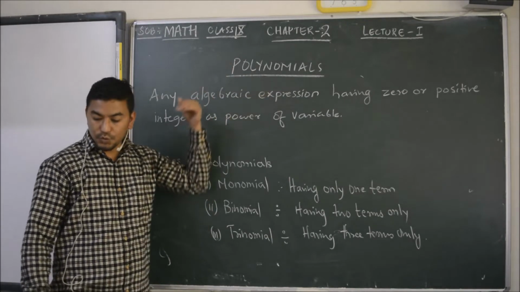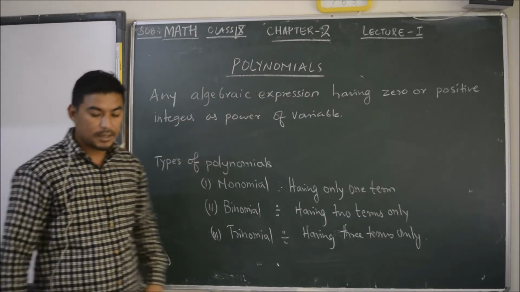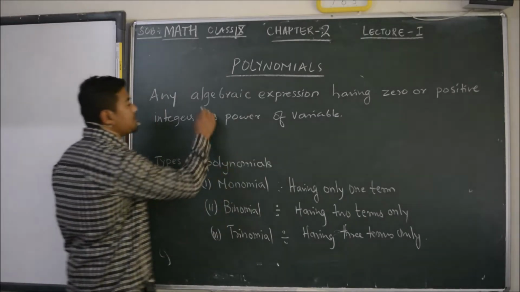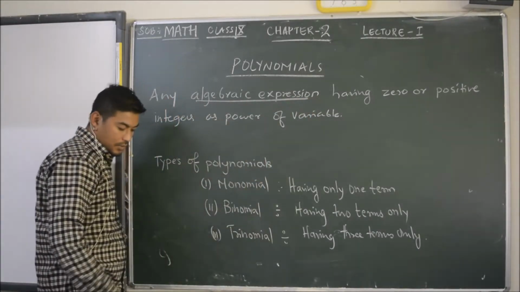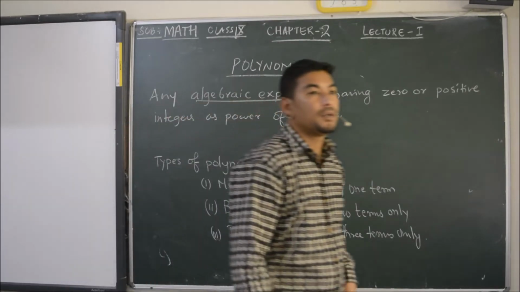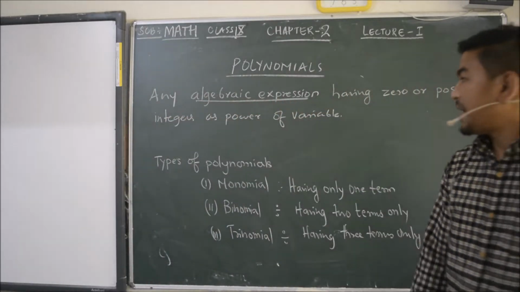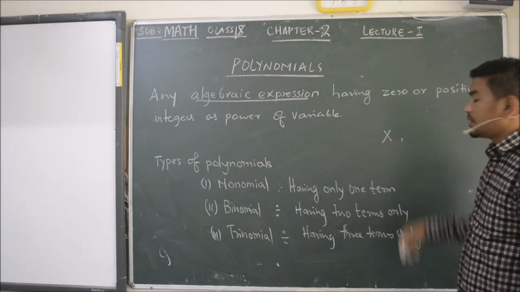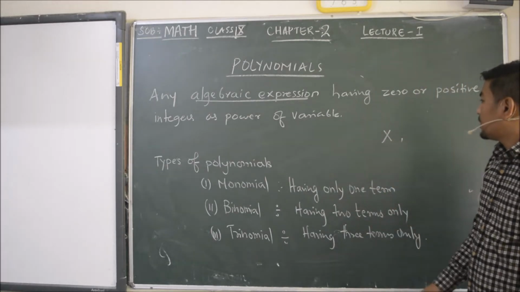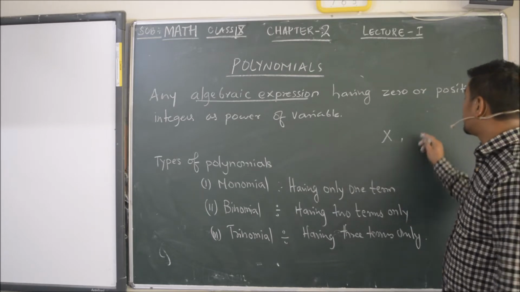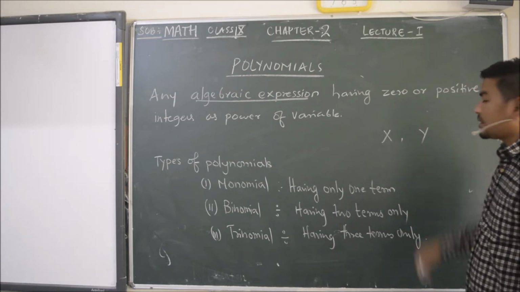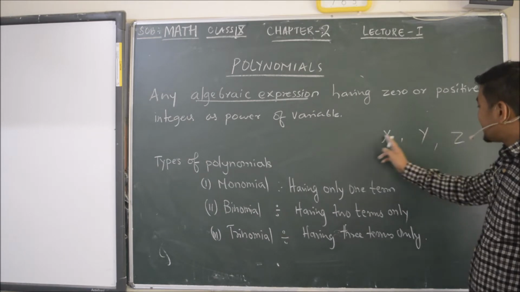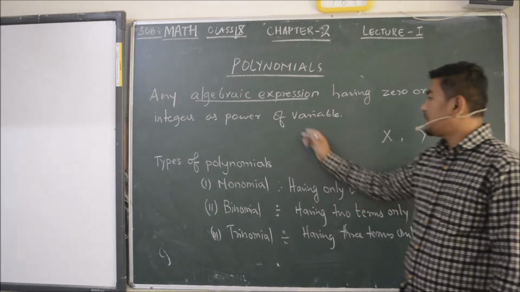Actually, this is a new term for you. What do you mean by polynomials? In lower classes you have studied about algebraic expressions. In algebra, we come across a variable, for example, x. Actually, x is a variable. Instead of x, you may get y, you may get z. These letters x, y, z represent variables.